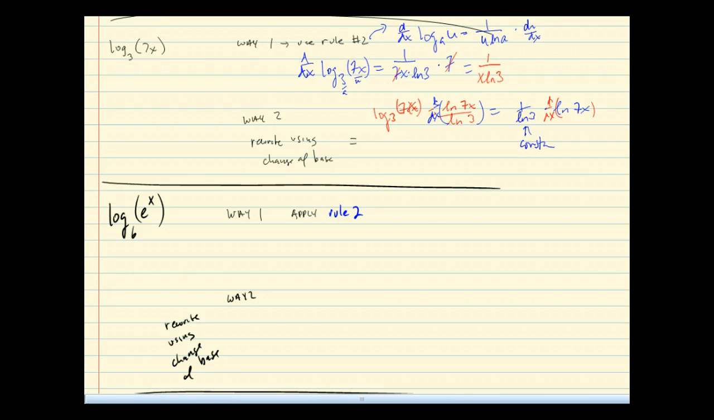So we're going to be left with 1 over the natural log of 3, just your constant, and then the derivative of natural log of 7x is 1 over 7x times the derivative of 7x. That was chain rule right there. So the 7's are going to cancel each other out, and I'm left with 1 over x times the natural log of 3. So we got the same answer either way.